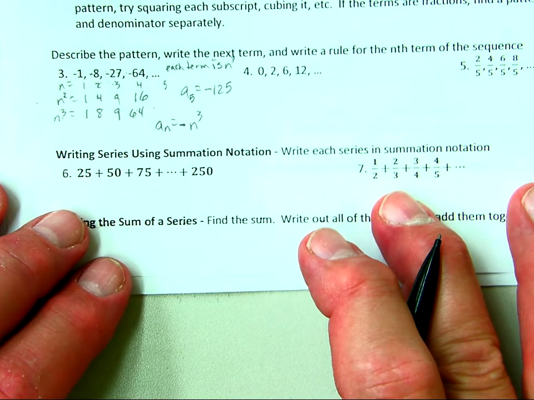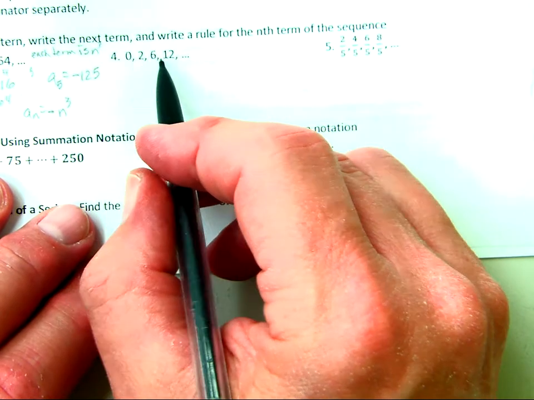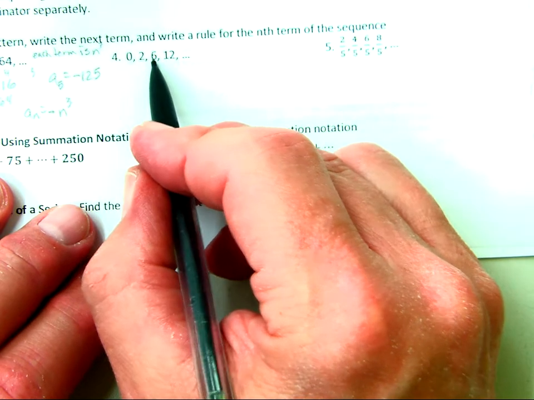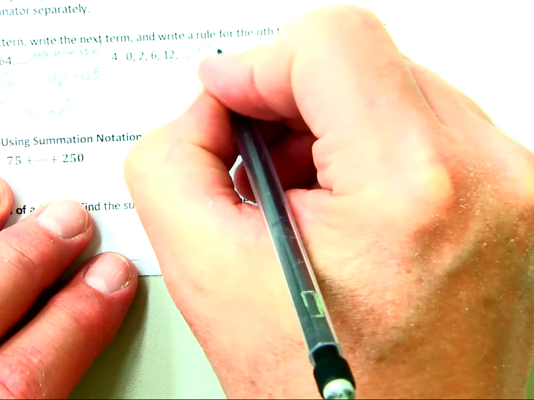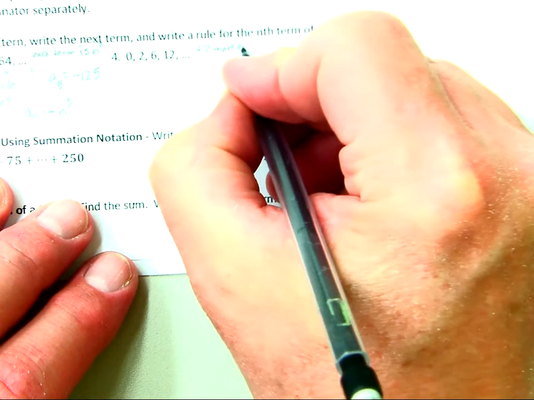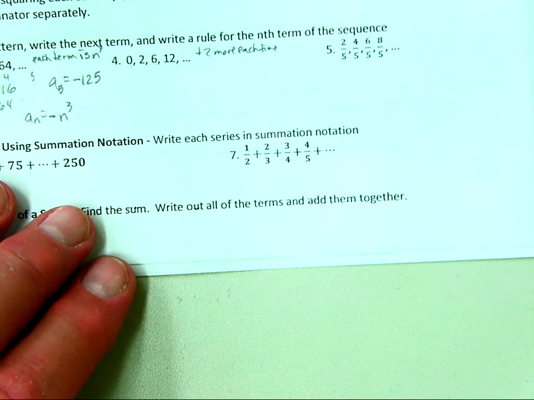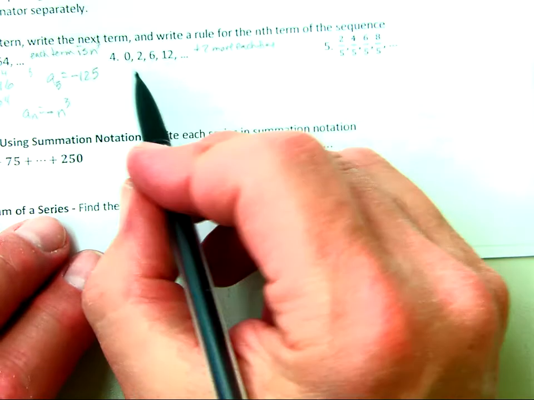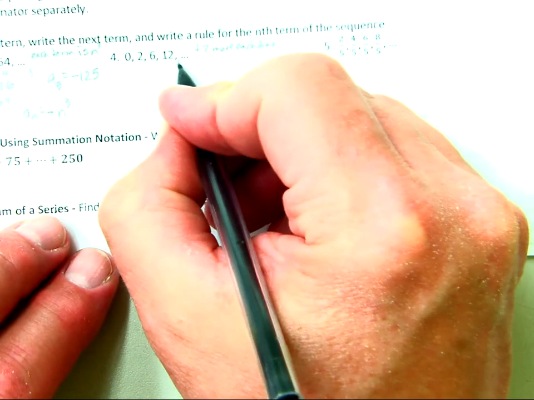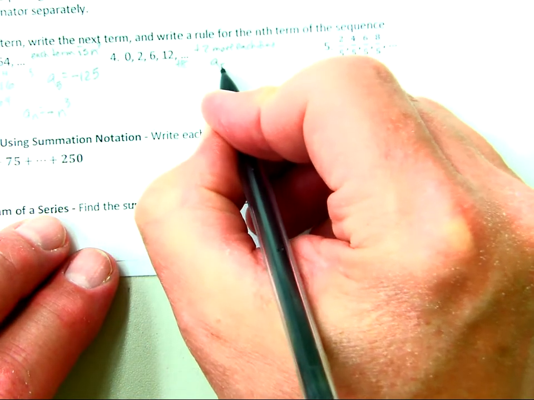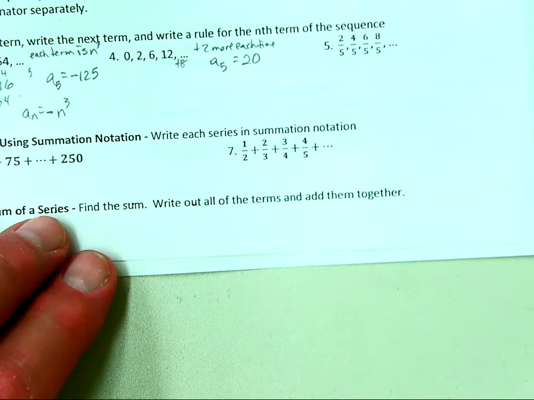Okay? Same thing with this one. Look at a pattern. Well, it looks like we went plus 2, plus 4, plus 6, etc. So we went plus 2 more each time. You could list that as your pattern. The next term then, let's see, if I went plus 2, plus 4, plus 6, the next one would be plus 8. So the fifth term would be 20. And a sub 5 means the fifth term.